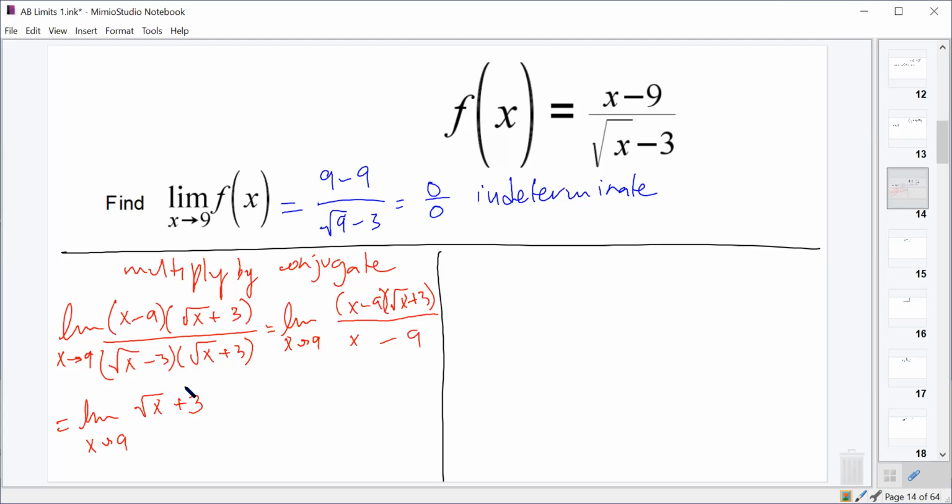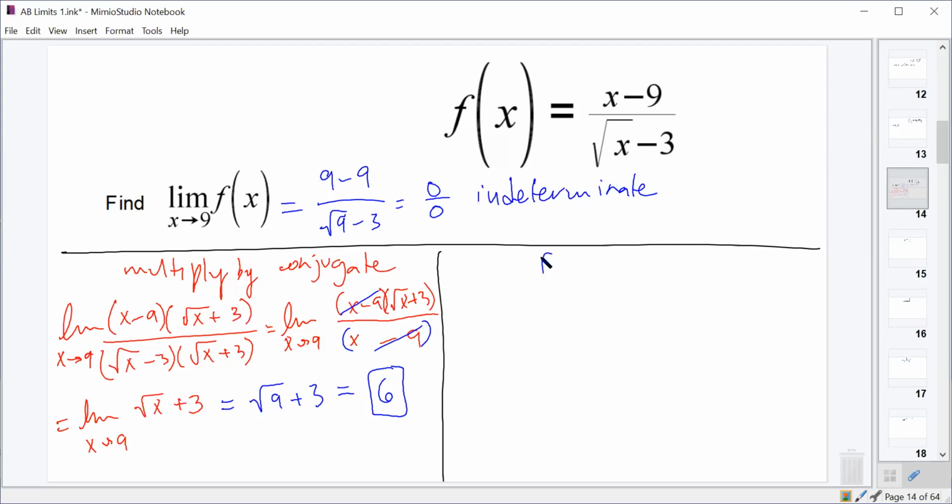Everybody good with that? Cancel those out, which is just root 9 plus 3, or 6. Good with that or no? Yes. Easy. All right. Spectacular. That's great. So there's another way we could have done this also.